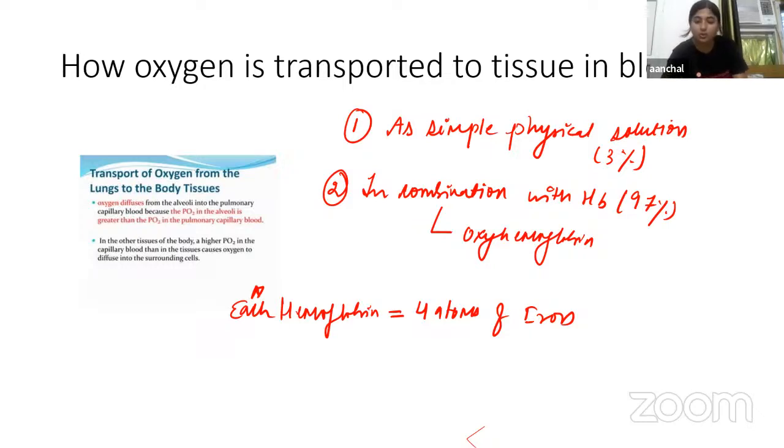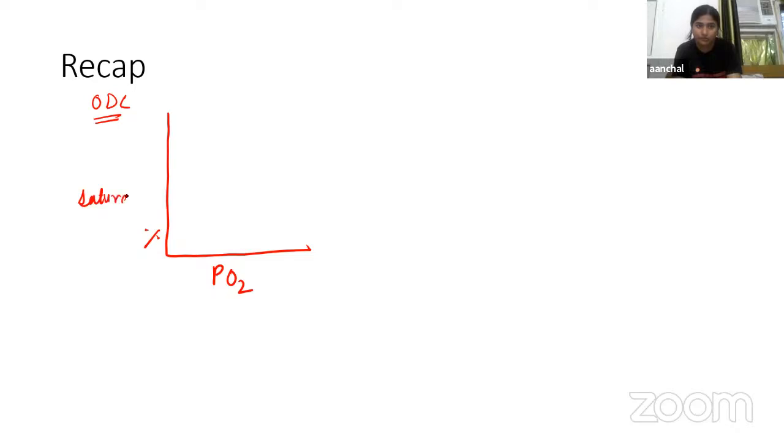Now next we're going to know about the ODC. ODC means oxygen dissociation curve. The oxygen dissociation curve demonstrates the relationship between the partial pressure of oxygen and the percentage saturation of hemoglobin with oxygen. So here we have partial pressure of oxygen, and here we have percentage saturation of Hb.